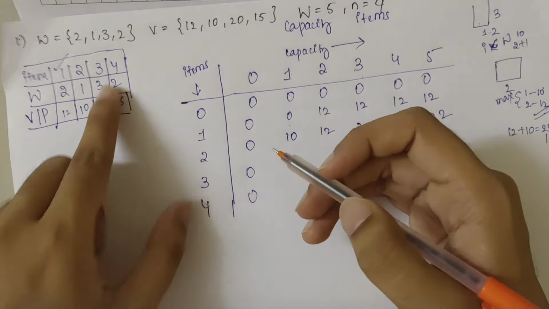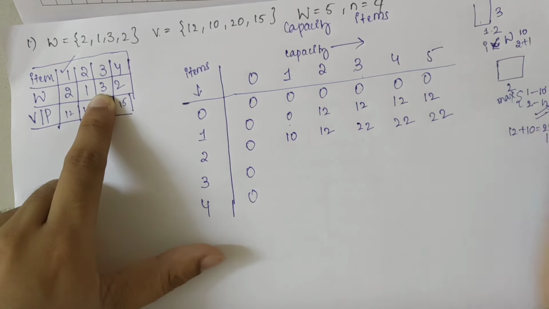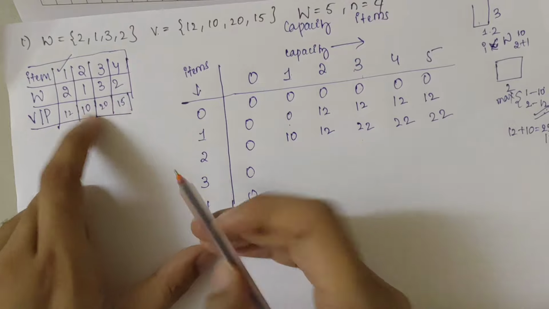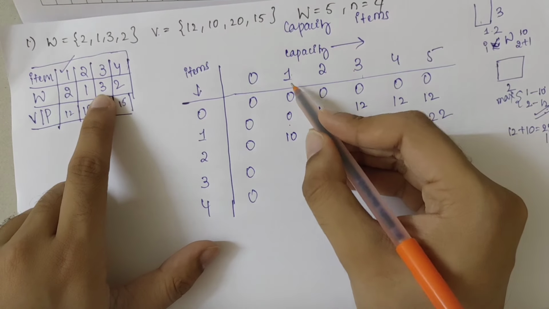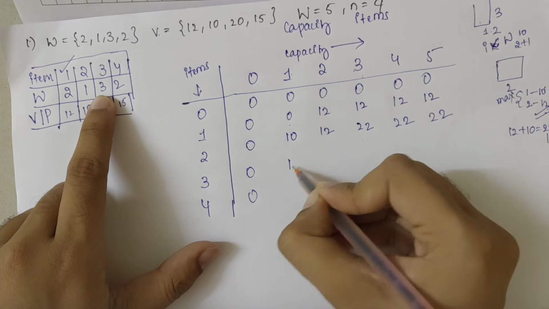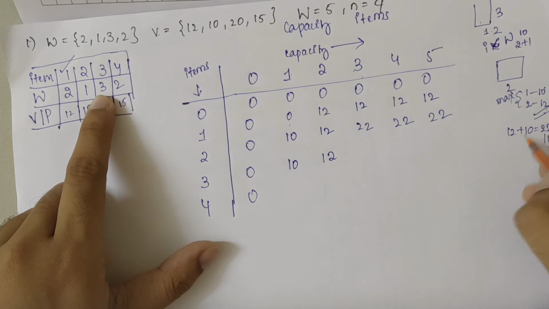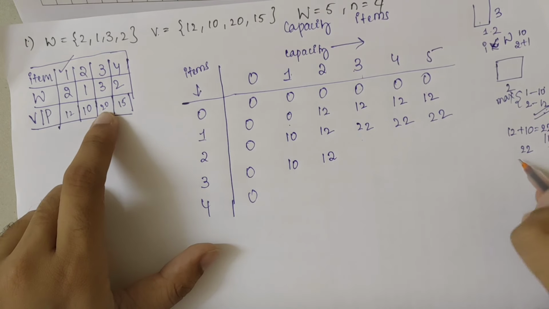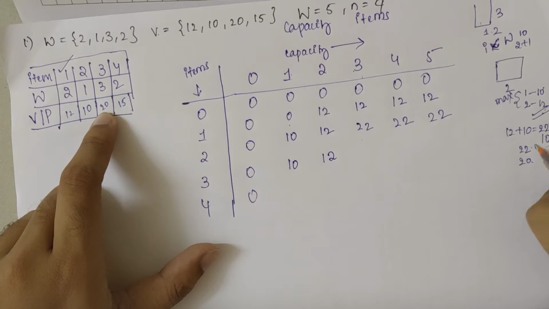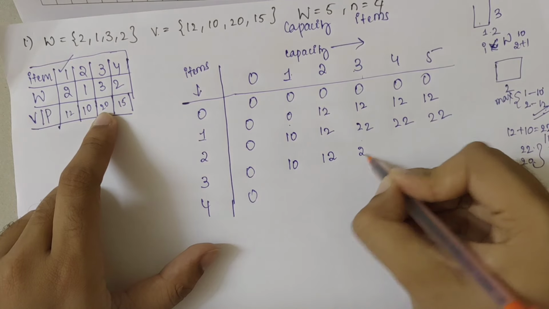Okay, let's move on to the item 3. Item 3 has weight 3. So can I store weight 3 in capacity 1? No, it is not possible. So let me write the previous values as it is. And for 2 also it is not possible. For 3 I have previously 22 and here I have 20. So out of these two I should select the maximum one. So I'll write 22 as it is.